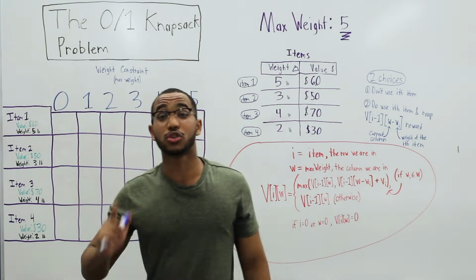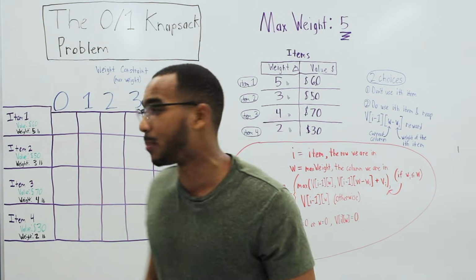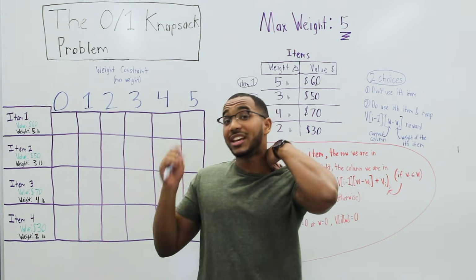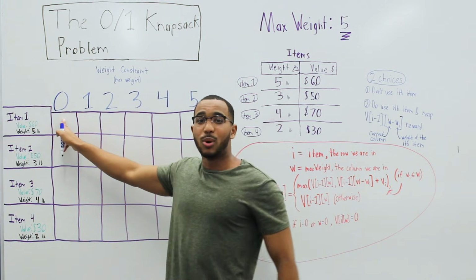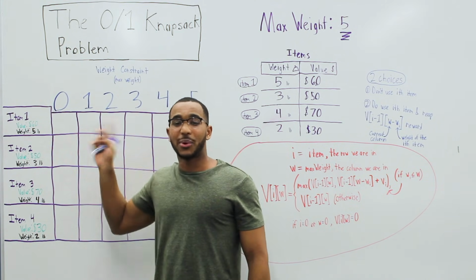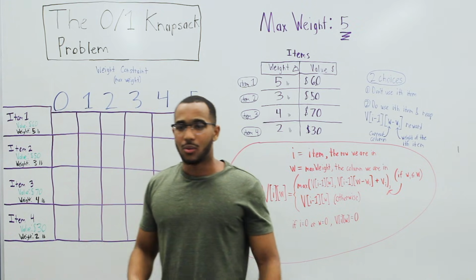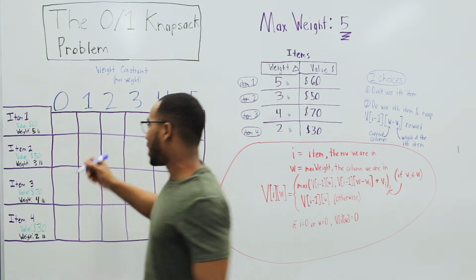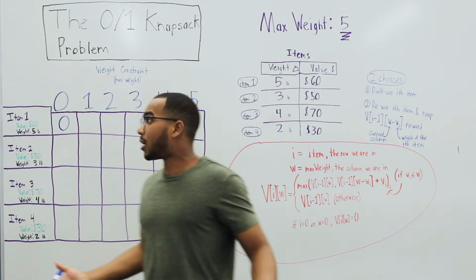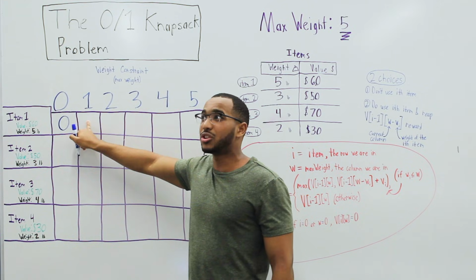Alright, so we're in the first row. We're considering our first class of subproblem. So item 1, only considering item 1. What is the maximum value I can get with a weight constraint of 0? Well, it's 0. We can't choose any items, so we put 0. The answer is 0. What can we do if we're choosing a weight constraint of 1?